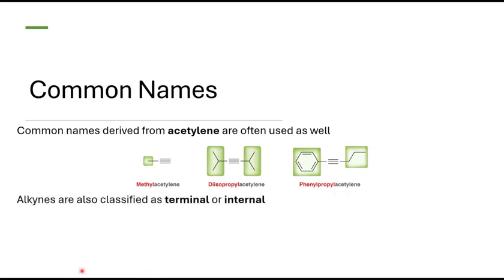Alkynes can also be classified as terminal or internal. Terminal alkynes represent any alkyne that has a C-H where the C is part of a triple bond. Internal alkynes have carbons of a triple bond that are connected directly to R groups.